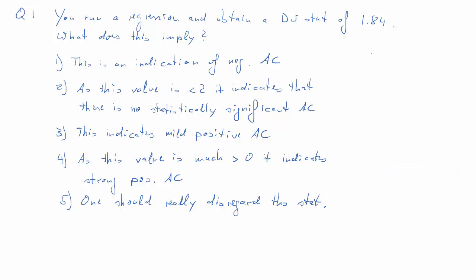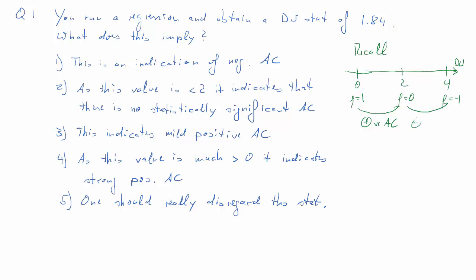Before we evaluate whether each of these answers is correct or not, let's recall the mechanics of the Durbin-Watson stat. It could take values between 0 and 4, and in between, of course, in the middle is 2. Now, what did these represent? A value of 0 was associated to a first order autocorrelation coefficient of the error terms of 1. A value of 4 was associated to perfect negative autocorrelation, and 2 was associated to 0. So values between 0 and 2 represent positive autocorrelation, between 2 and 4 negative autocorrelation.